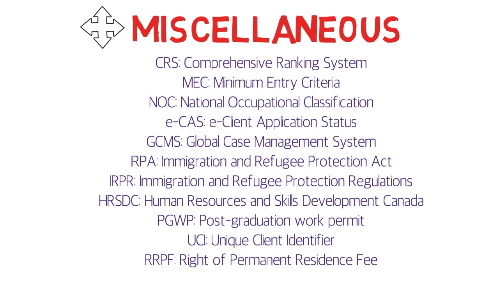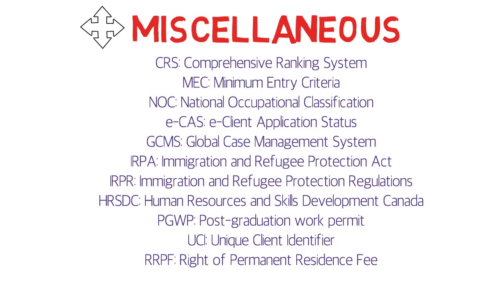Now, CRS is a system through which you are ranked in the Express Entry pool. You'll have a certain score based on this CRS system, based on your age, education, work experience, and everything. Minimum eligibility criteria is like the minimum criteria for eligibility, as it suggests. And NOC is a National Occupation Classification. You have to find one particular NOC code based on your job duties. ECAS, it's your application status, actually, which you can check online after you have submitted the application.